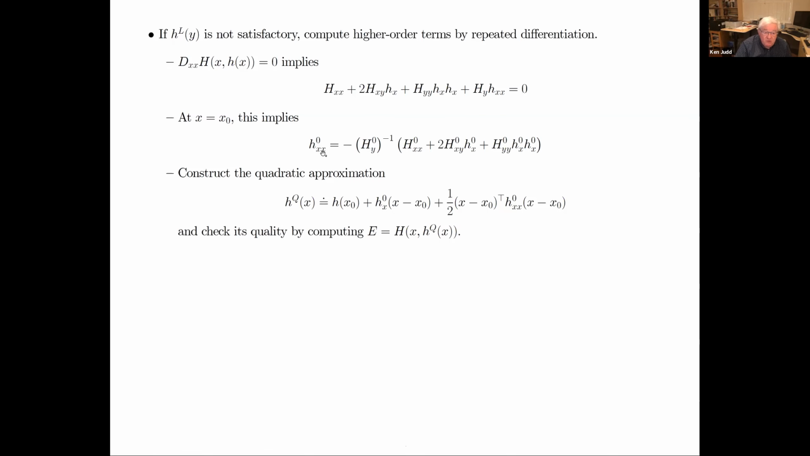Now, suppose that the linear approximation is not satisfactory. Then what you can do is take a second derivative of the implicit relationship. Now you end up with a second derivative of big H with respect to x. Now, by the way, big H gradient with respect to y is a Jacobian. It's a square matrix. What the heck is h sub xx? What the heck is h sub xy?